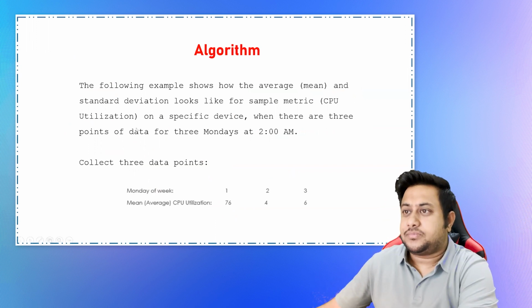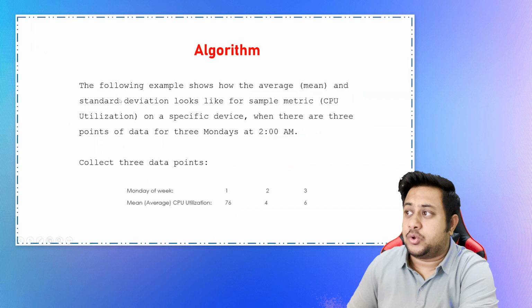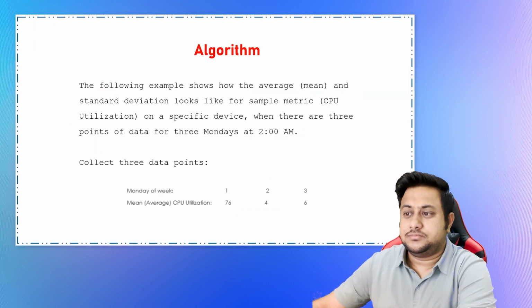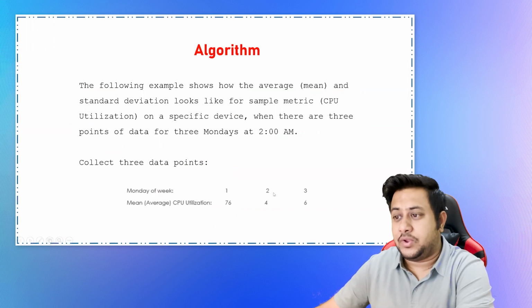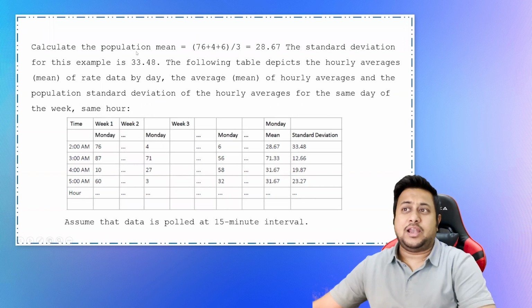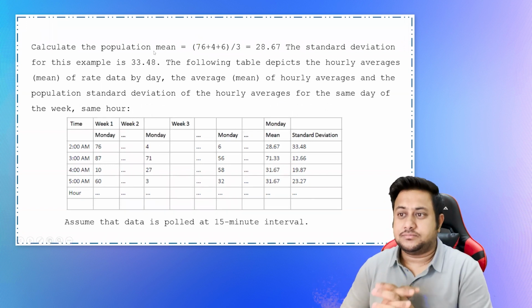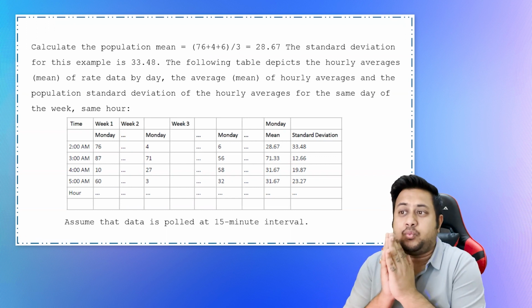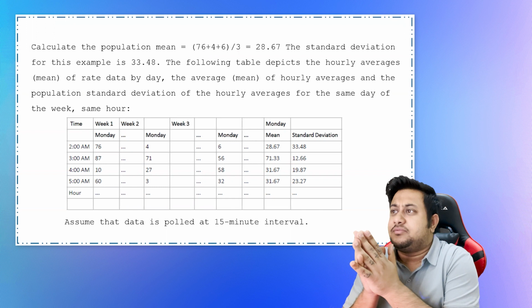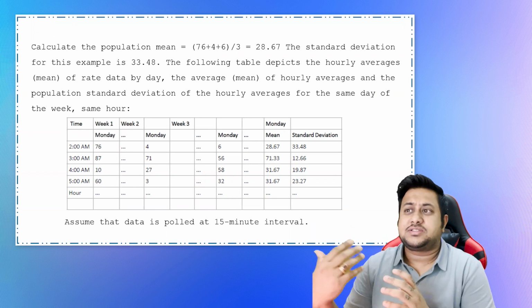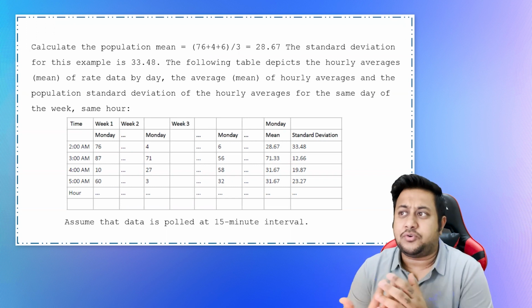So the following example shows how the average or mean and standard deviation look like for a sample metric. You can see Monday of week 1, Monday of week 2, Monday of week 3. We analyzed that. So we calculated the population mean. 76 which was in week 1, 4 which was in week 2 and 6 which was in week 3, and the average came to 28.67. The standard deviation is 33.48.